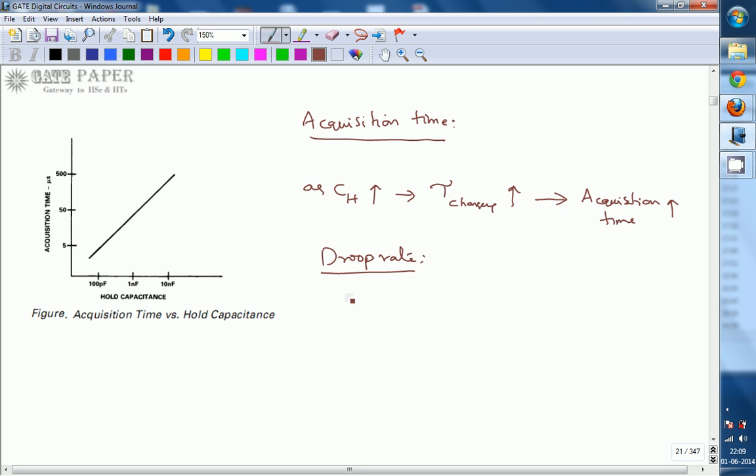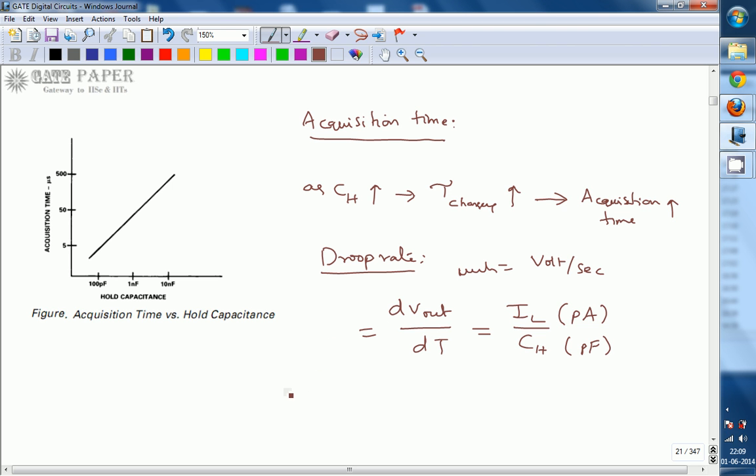Droop rate is given by the equation dV_out/dt, and its units are volts per second. It is also defined as I_L divided by C_H, that is, leakage current divided by hold capacitor value. Leakage currents are in the range of picoamperes, and the hold capacitor is in the range of picofarads. So this is how droop rate is defined.